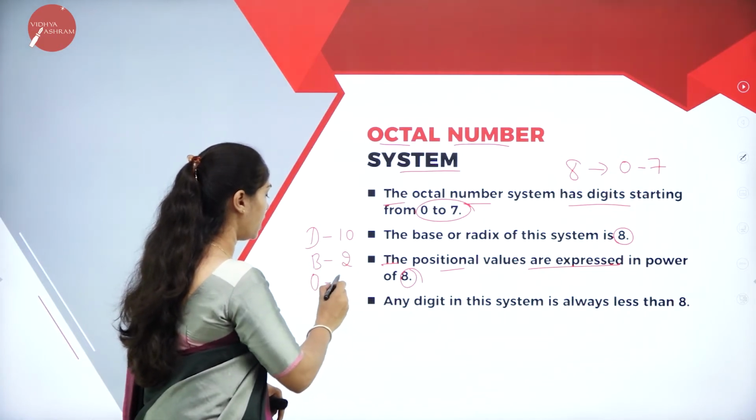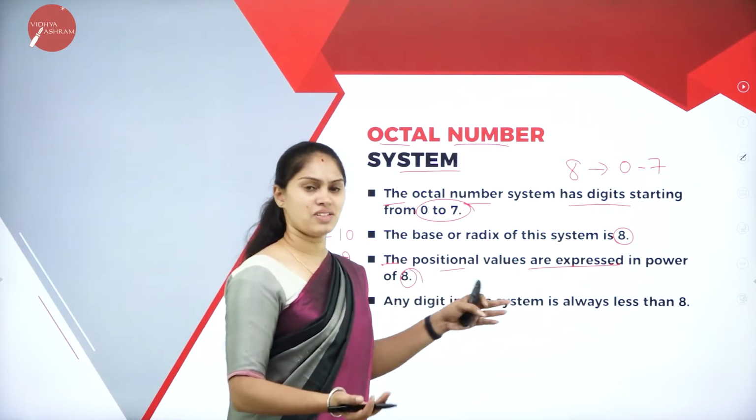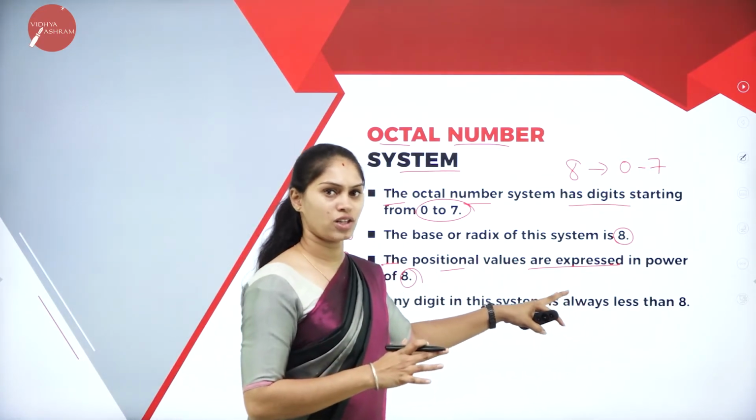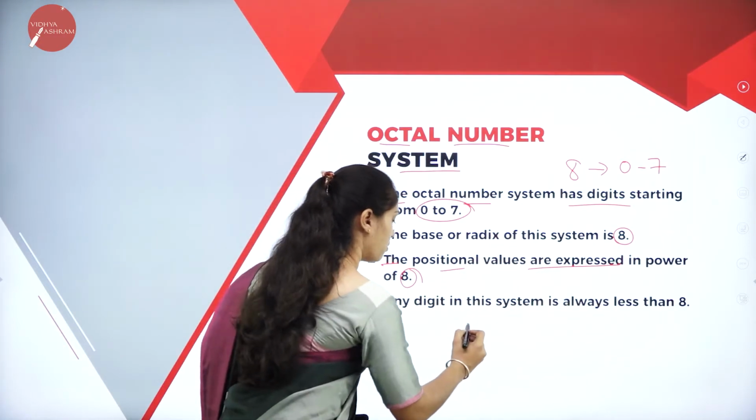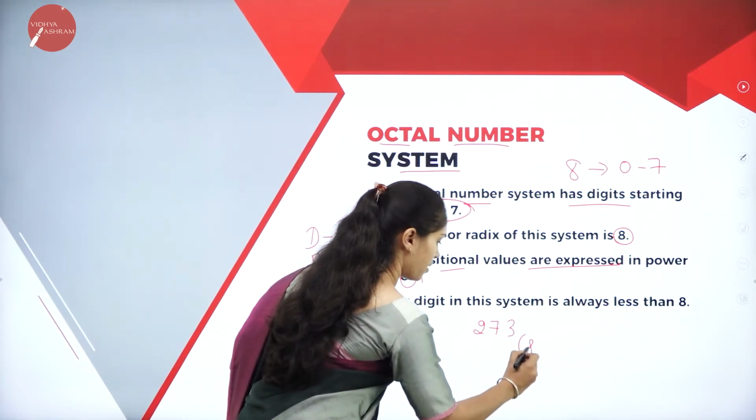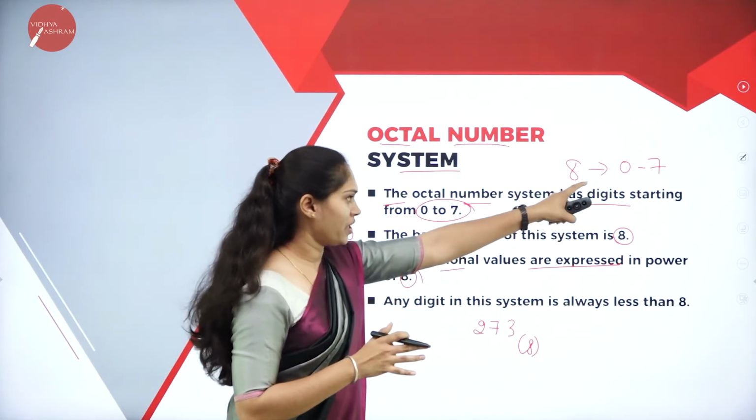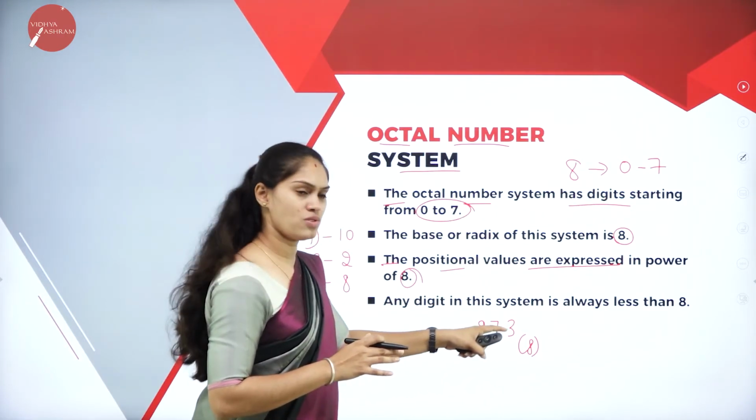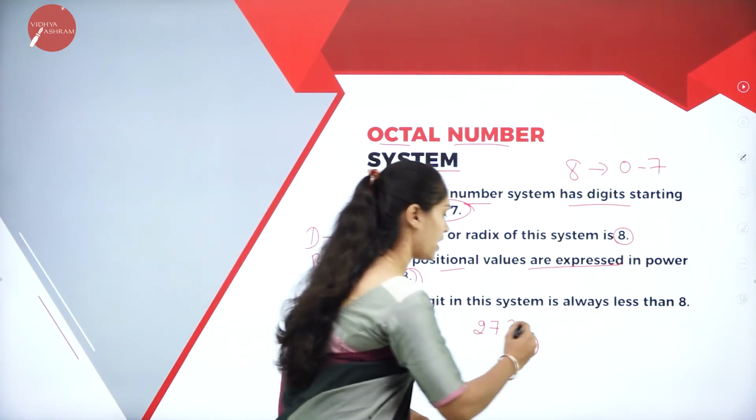For octal, it will be expressed in the power of 8. Any number which is less than or equal to 7, we are going to call the octal number system. Let me take one example, 273, which is base 8. Here I have digits which must be a combination between 0 to 7. So 273 I have taken and its base is 8. It could be an example.